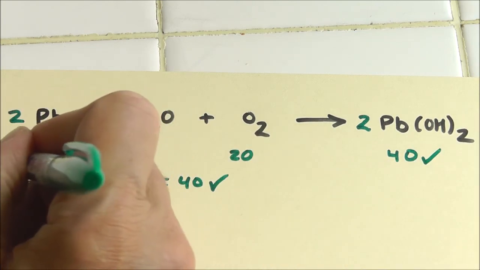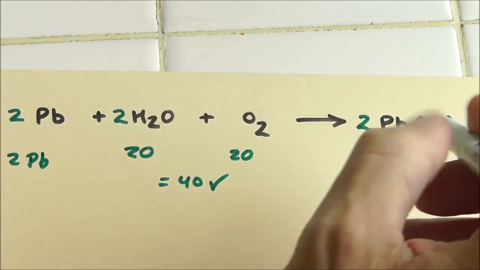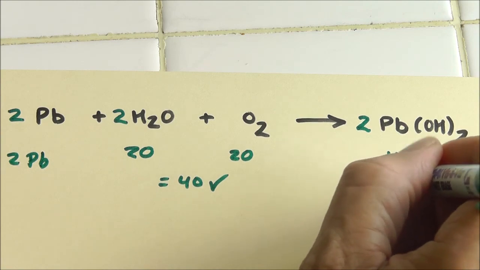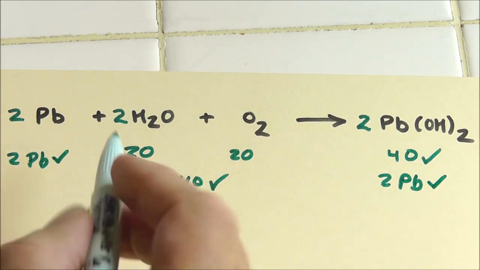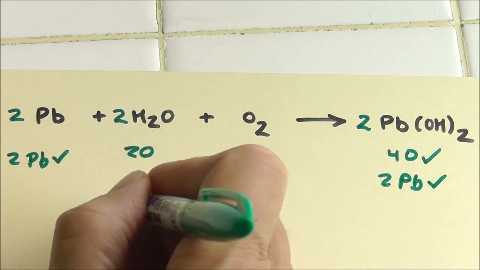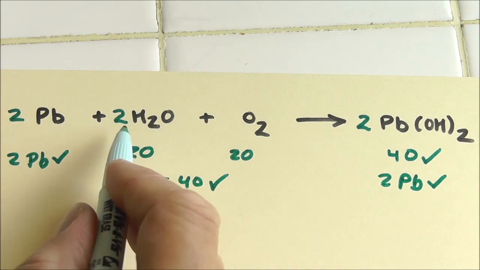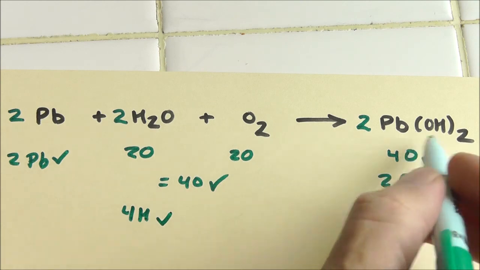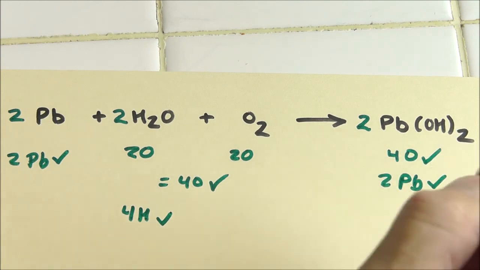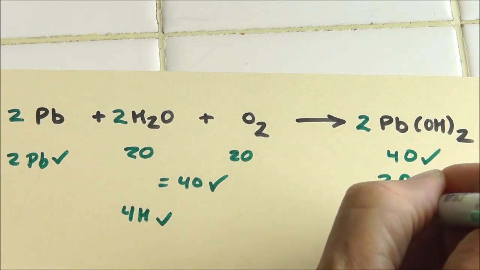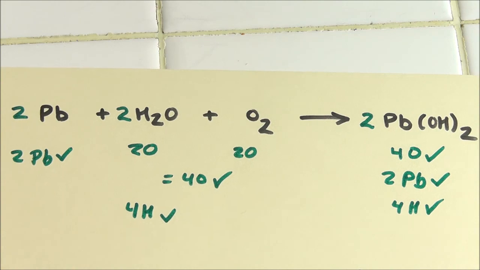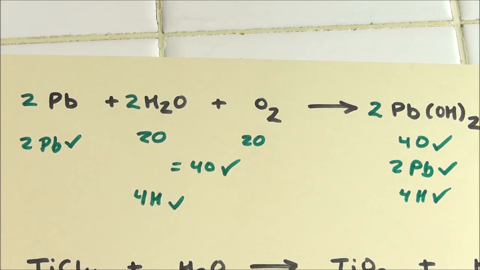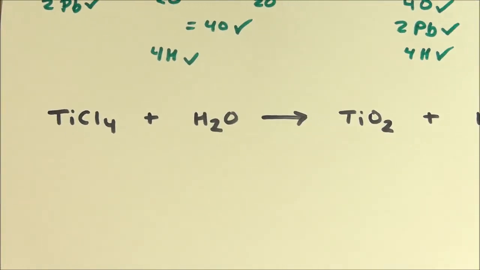I have 2 leads, and there's 2 leads. I have balanced lead. Just to double check now, I've got 4 hydrogens in the 2 water molecules, and then I've got 2 times 2 as we talked about before. So oxygen, lead, and hydrogen are all balanced, and it's game over. We have slayed that problem.